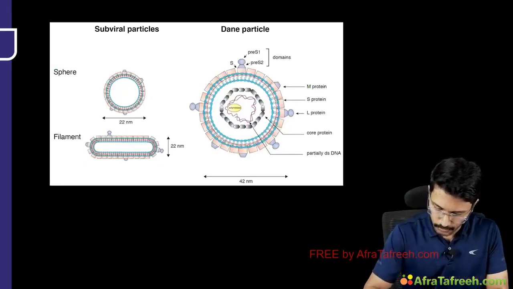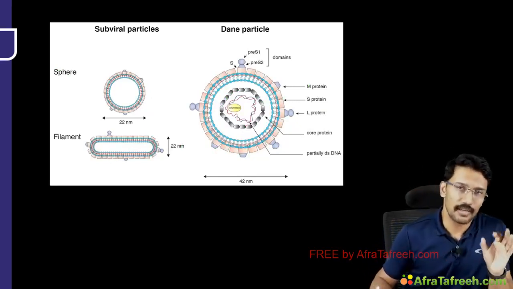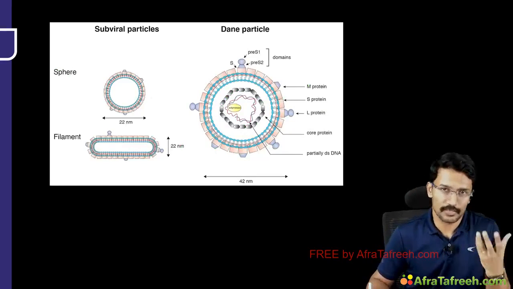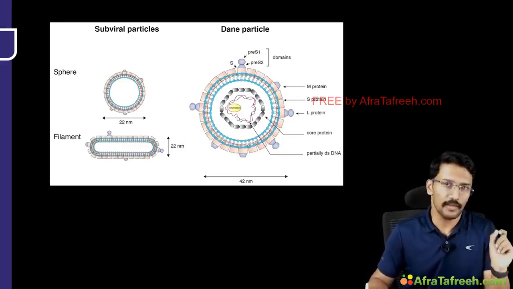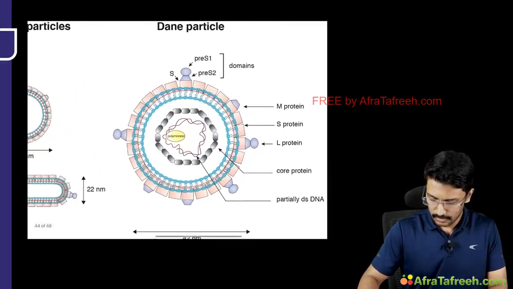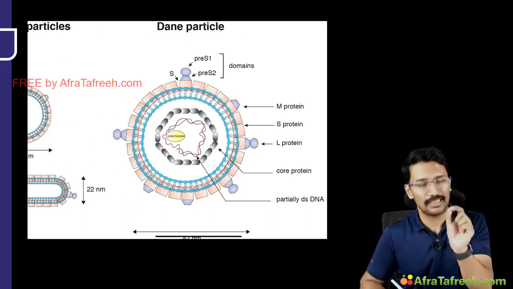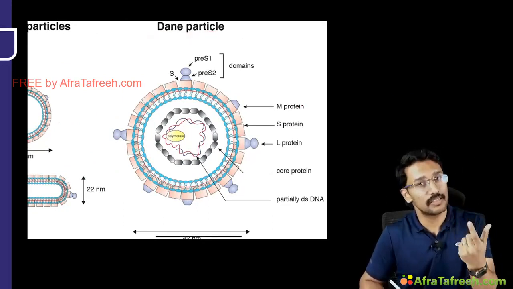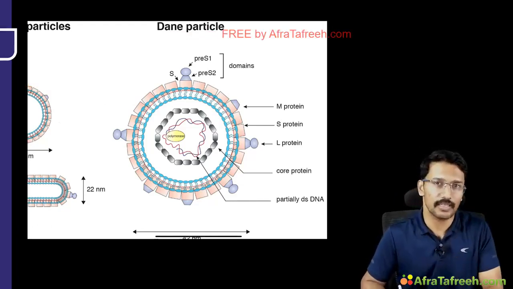As I've already told you, hepatitis B virus is a double-stranded DNA virus. Under the electron microscope it appears as a sphere, so it's a spherical virus. And when you look at the whole virus, this particle is called the Dane particle. A single viral particle will be called a Dane particle. An entire virus, with all its components and integrity maintained, we call it a Dane particle.